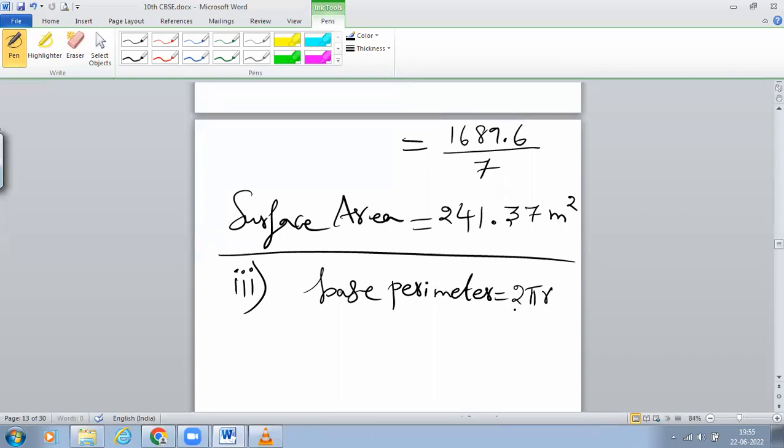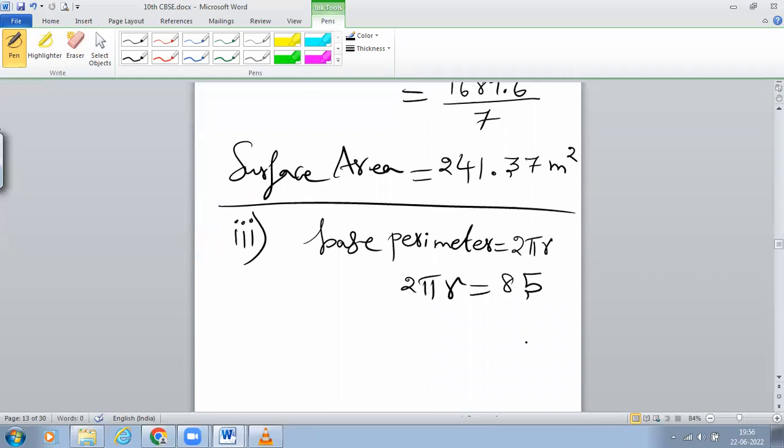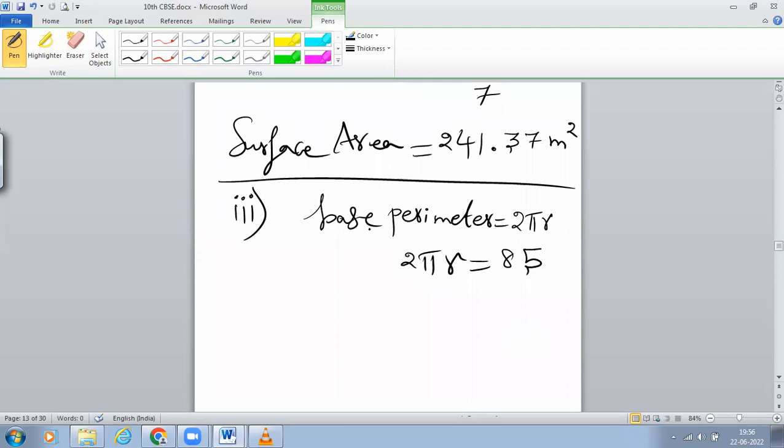So in this formula, this value is given. What is the value of the base perimeter here? 85. Okay, the base perimeter is given as 85. Listen, directly we can take the formula for base perimeter, 2 pi r. This is the formula for finding the base perimeter. Therefore 2 pi r is equal to 85. But we don't know the radius r here, right? The radius is not known. But one thing we can do, listen carefully. With the help of 2 pi r equal to 85, we can simplify this and find the value of r.